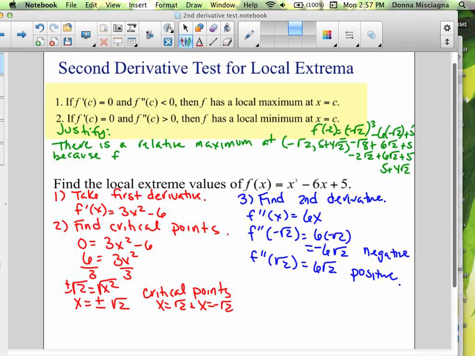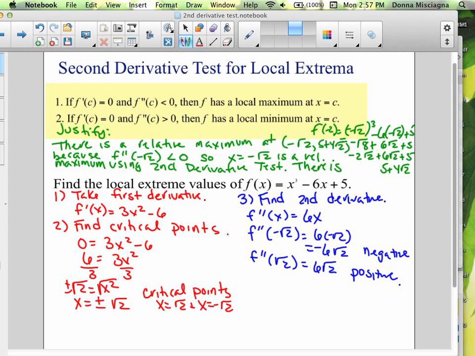Because f double prime of negative square root of 2 is less than 0, x equals negative square root of 2 is a relative maximum using second derivative test. And there is a relative minimum. I'm being wordy again. I'm going to run out of space.